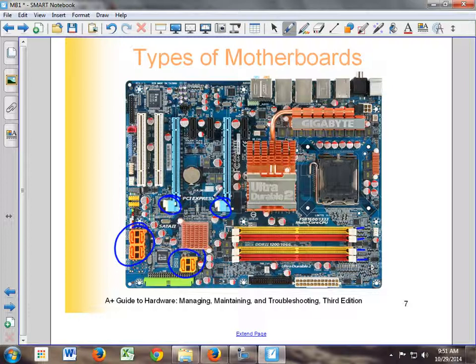What am I doing on time? How much we got left? We're almost done because we're going to tear apart PCs today too.